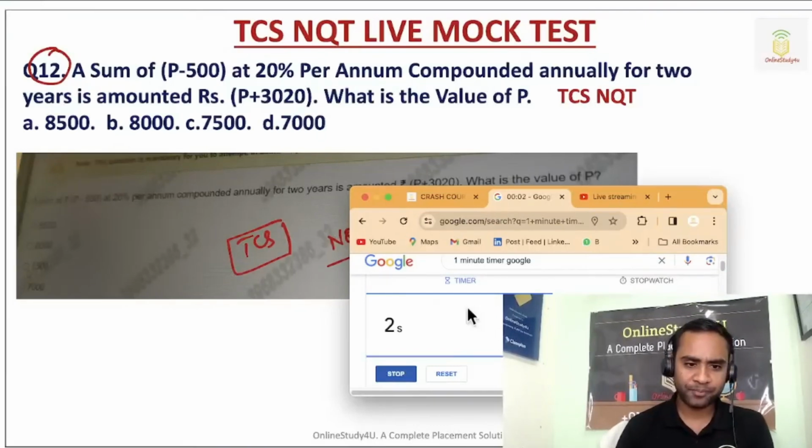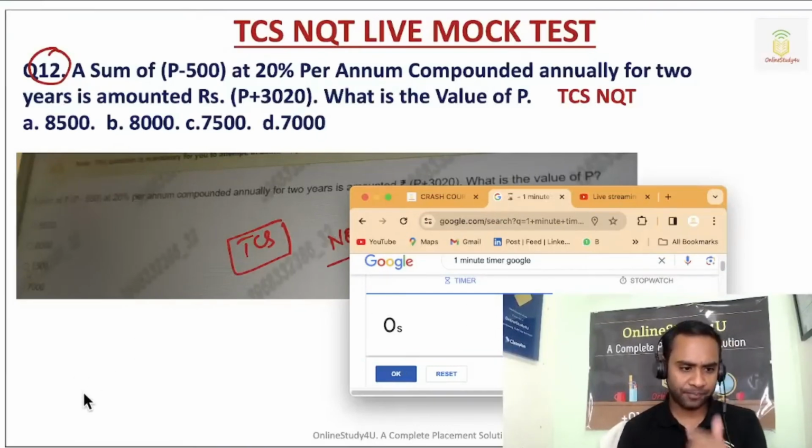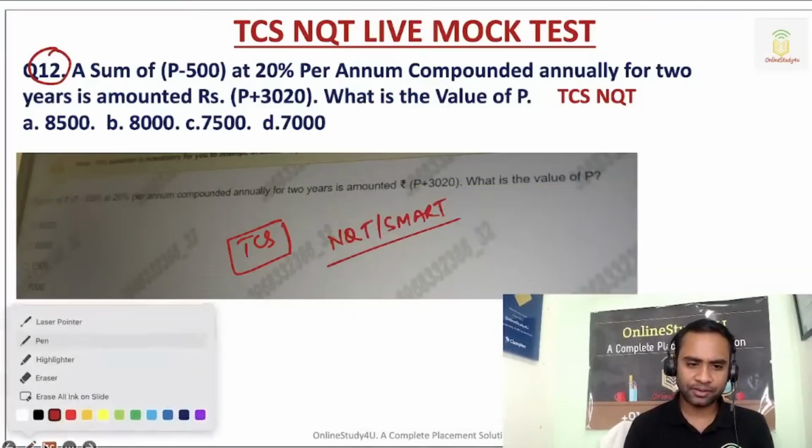Fine. Now option A. Rakesh Kumar, very good. So option A is the correct answer. Fine. Now let us see.